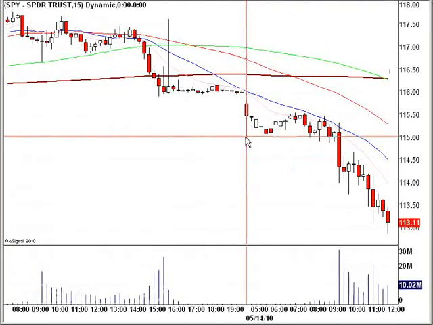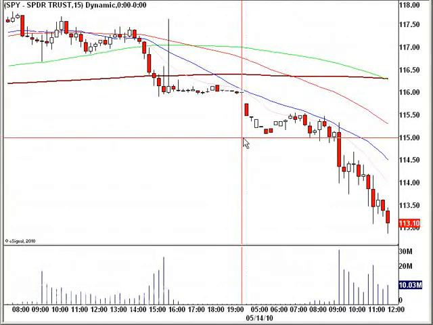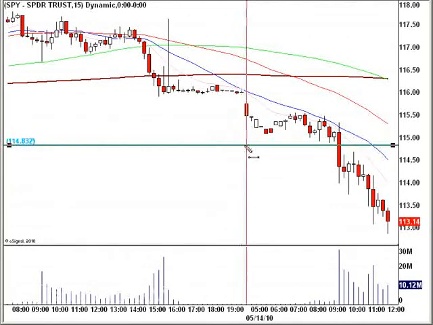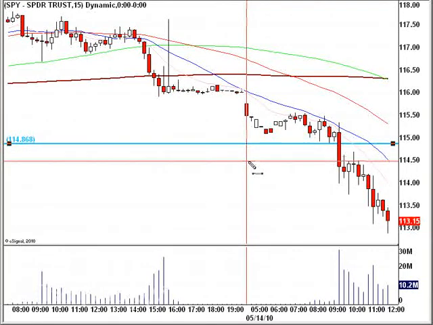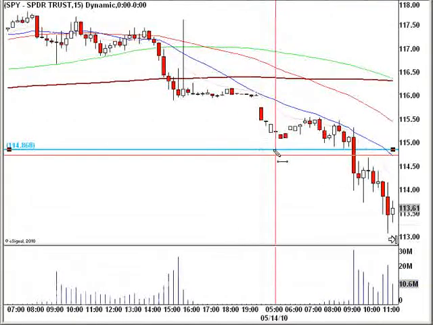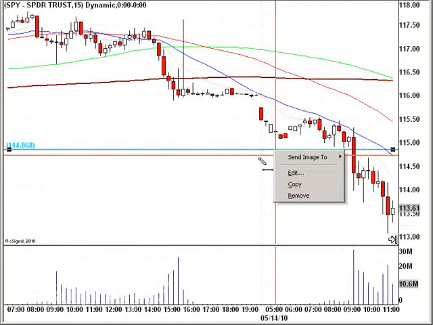Anyway, great support here at the 115 mark. You can see that. We'll drop in a nice horizontal line here. What's powerful about that is it's also a low base into the morning as we were starting to take this apart. So very nice.